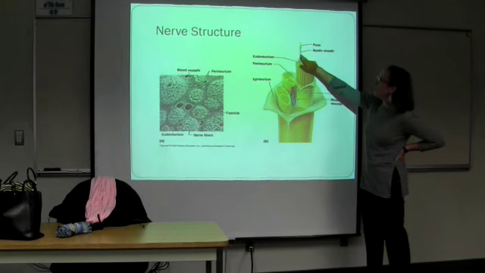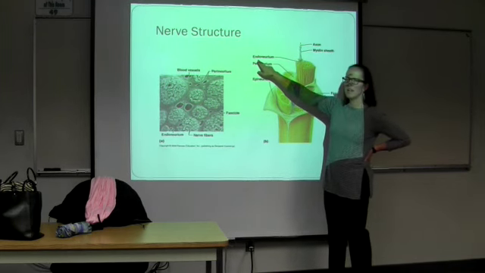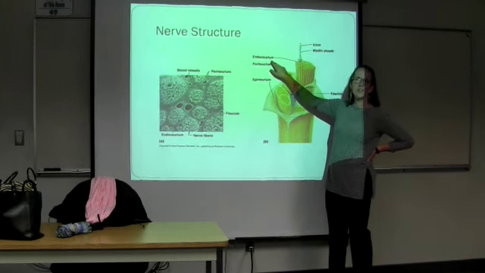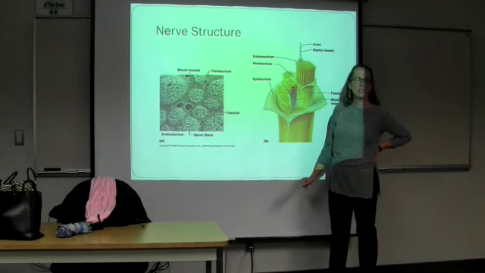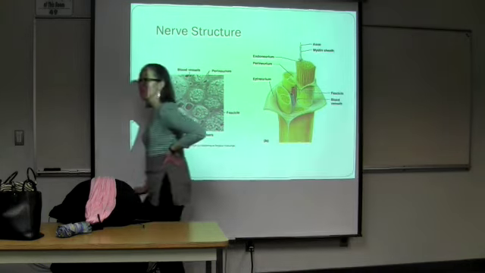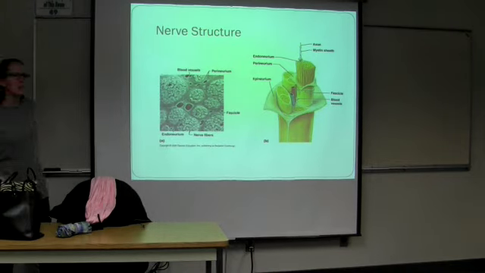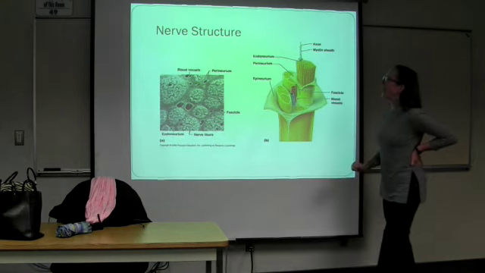Each axon and myelin sheath is surrounded by connective tissue. I don't know if you could read this. Endoneurium. Can you read that in your notes? Is it clear? Do you want me to spell it for you? Do I have it in the notes? It's there, it's just small. It's hard to see the picture, but the words are there. Endoneurium.